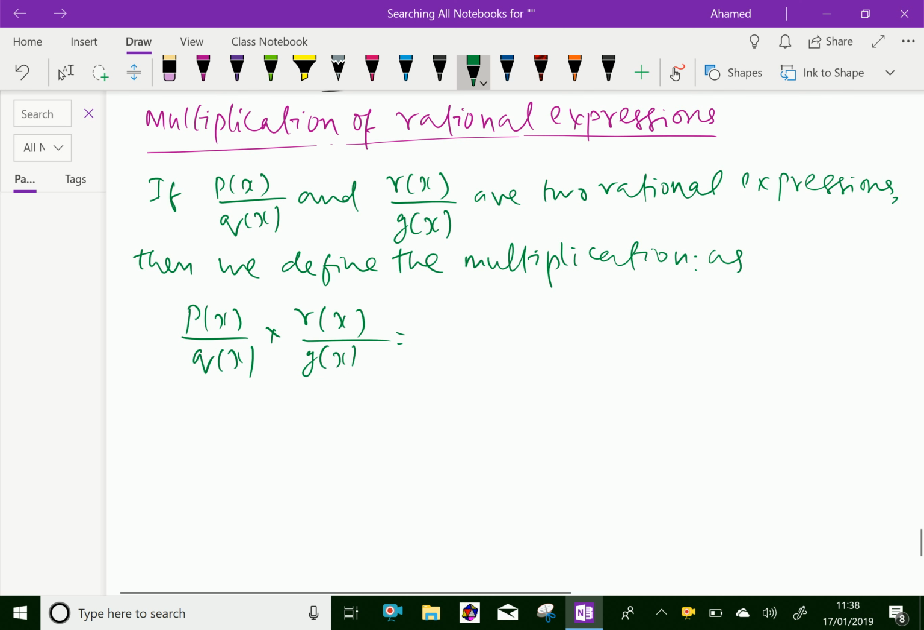It is nothing but multiply the numerators and multiply the denominators. p of x into r of x over q of x into g of x.